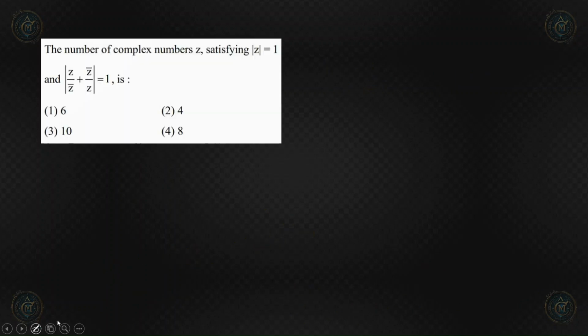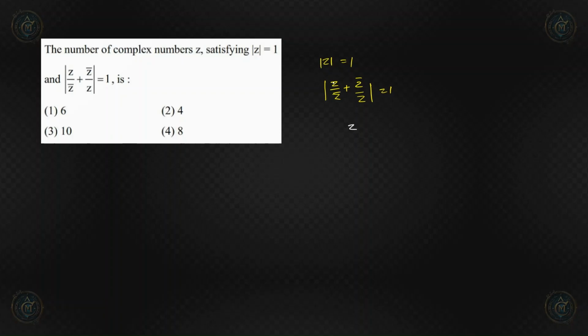So we have this problem here. The number of complex numbers z satisfying mod of z equal to 1 and mod of z by z bar plus z bar by z equal to 1. So we have these two simultaneous equations in z. Mod of z is equal to 1, and z by z bar plus z bar by z equal to 1. We can again observe a very important thing here, that this z bar by z is just the conjugate of this, right?